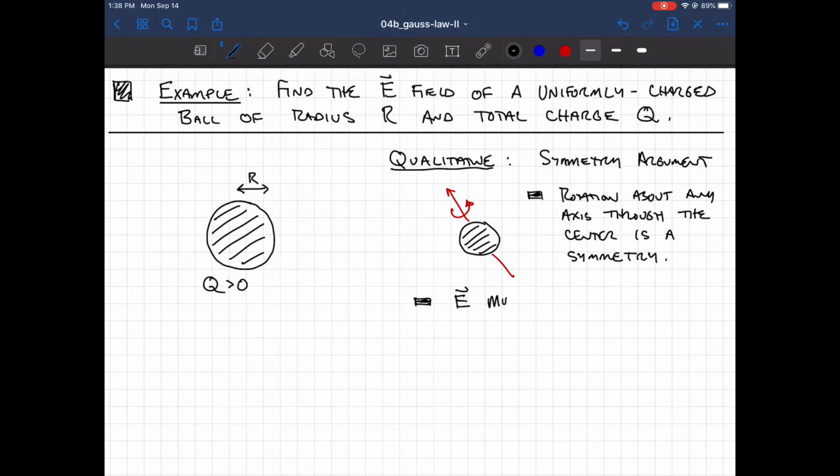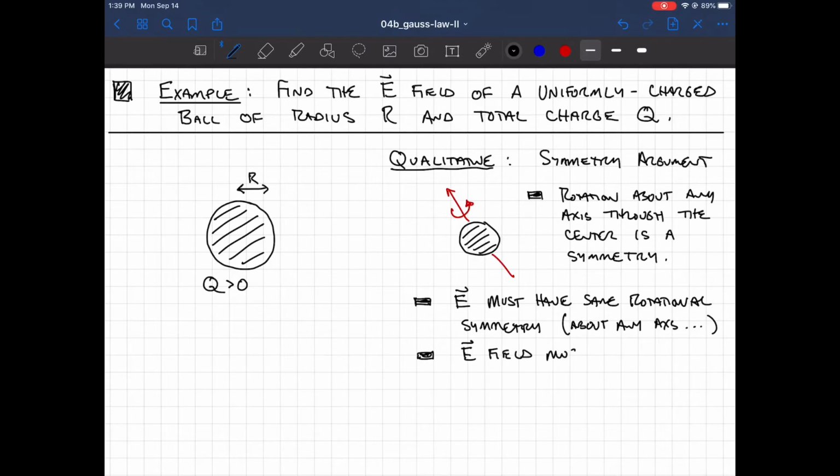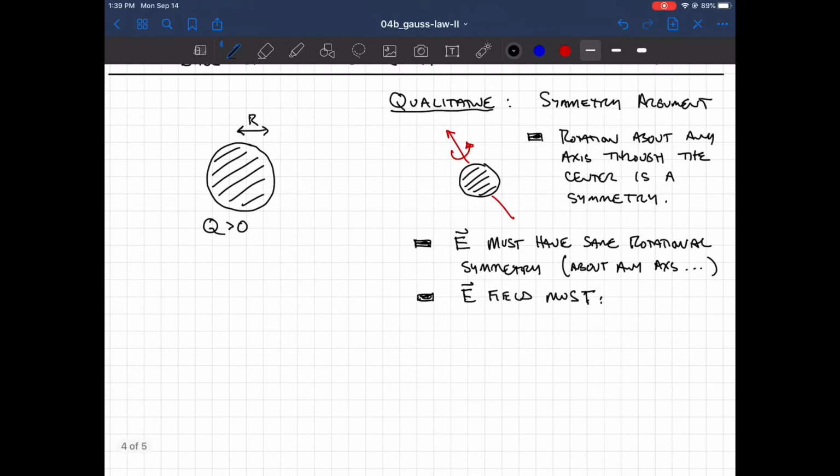Next step, E must have the same rotational symmetry about any axis through the center. And then remember, the third step of the symmetry argument was to state what must be true about the electric field then. So the E field must point toward or away from the center.